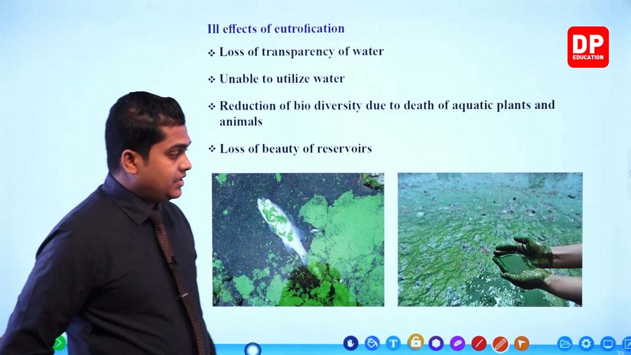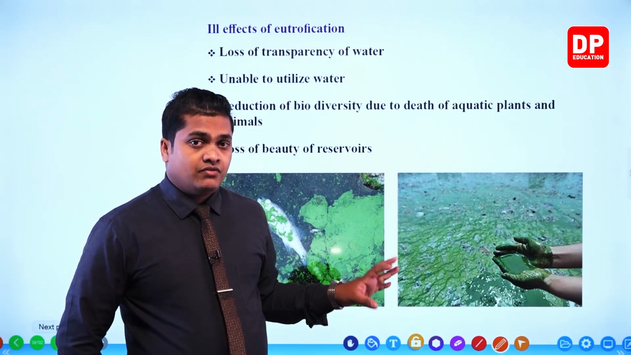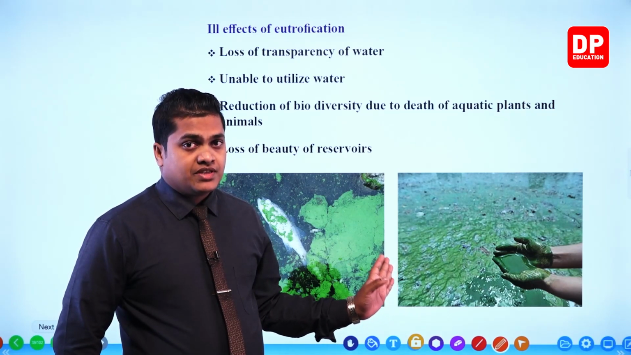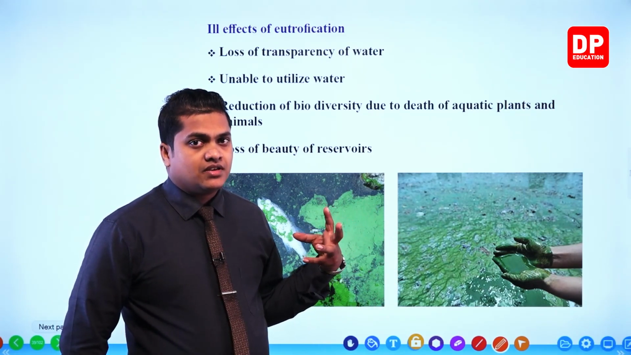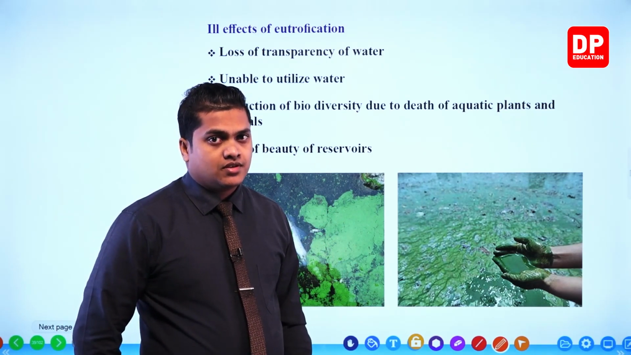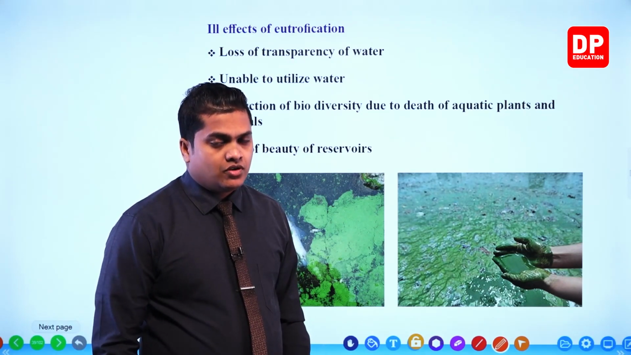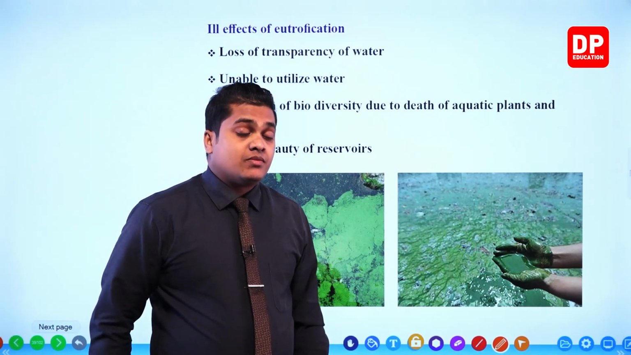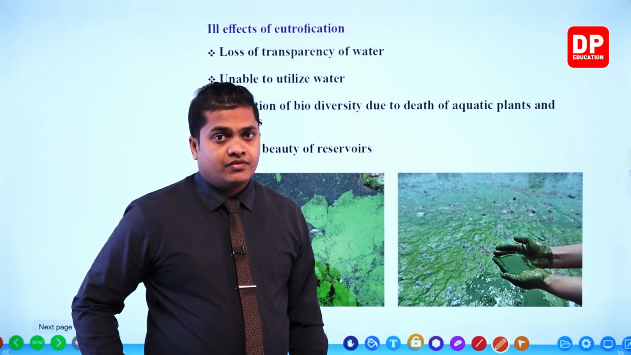As you can see, if a certain reservoir is like this, then we won't even look at those reservoirs. It's because the natural beauty of the reservoirs is now getting destroyed or it's lost. So therefore, loss of natural beauty is also an ill effect of eutrophication. So this is about eutrophication, my dear children. I hope that you got the idea about eutrophication very well.